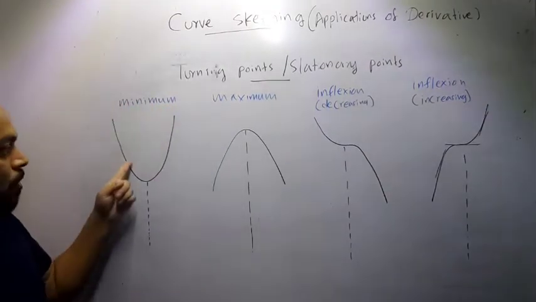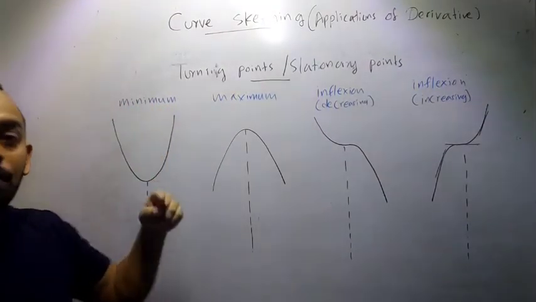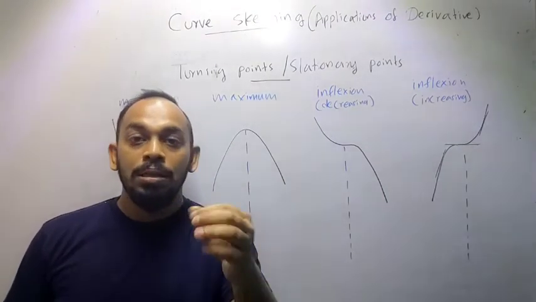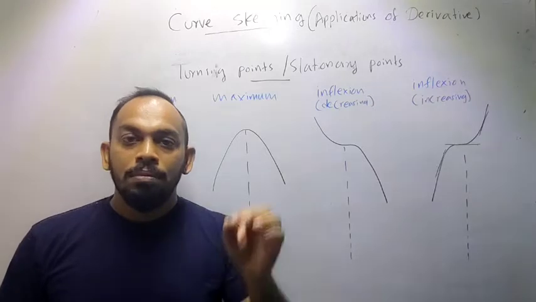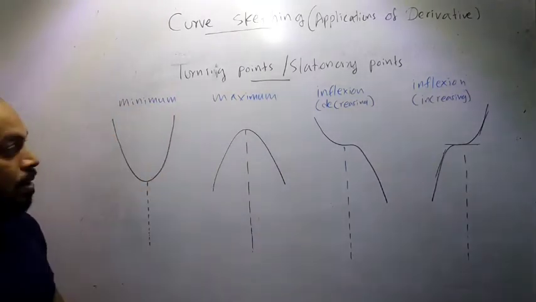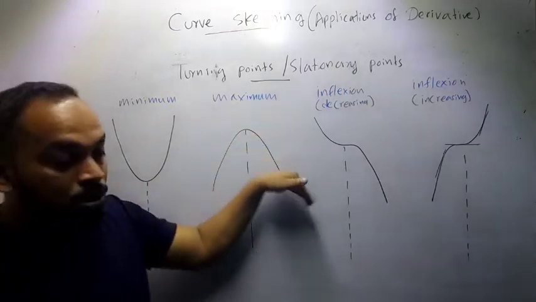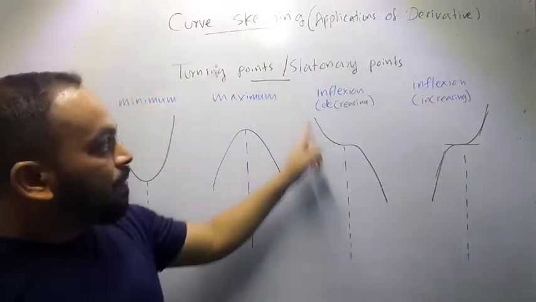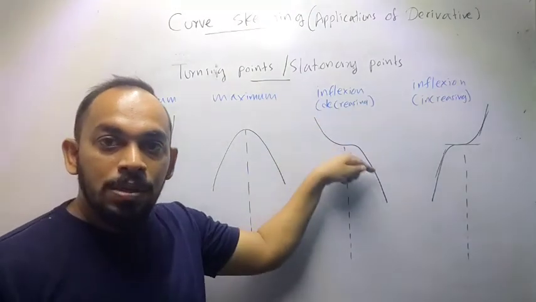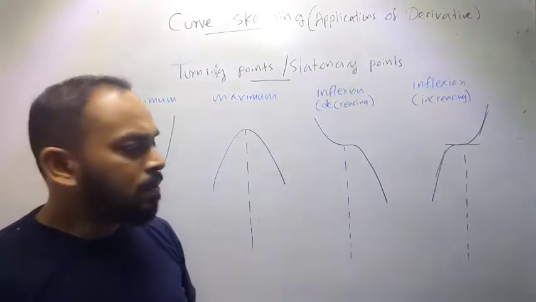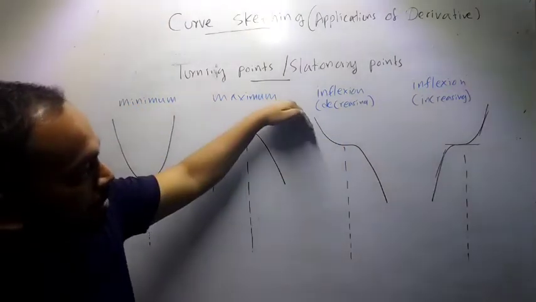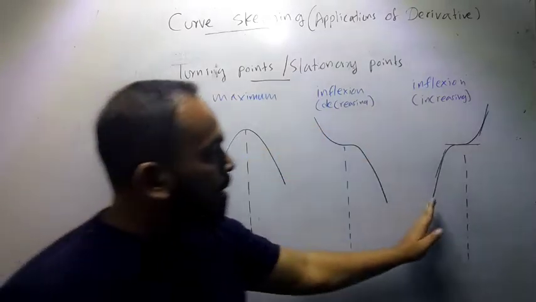A minima would look like this. So if you figure out that the given point is a minima, then when you sketch the curve, you should sketch it like this. If it is a maxima, it should be sketched like this. If it is an inflection, decreasing, that means the function will always be decreasing on the interval containing the stationary point. So you can see decreasing and increasing.